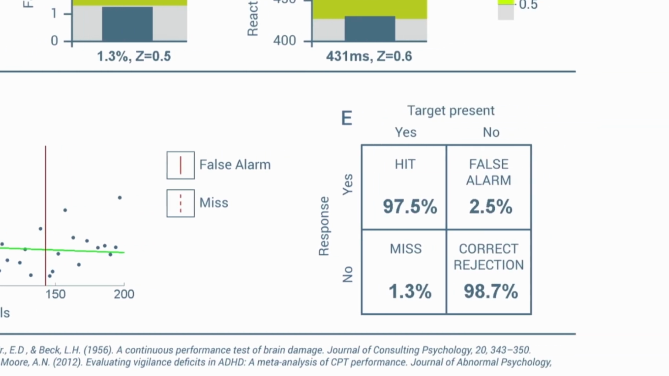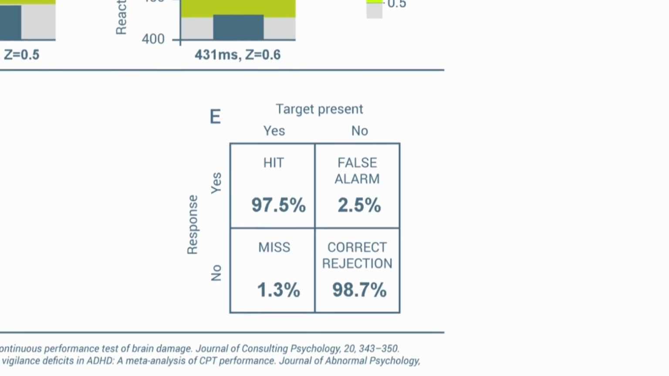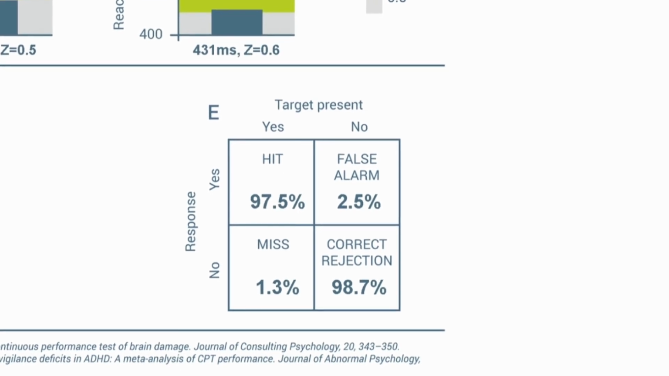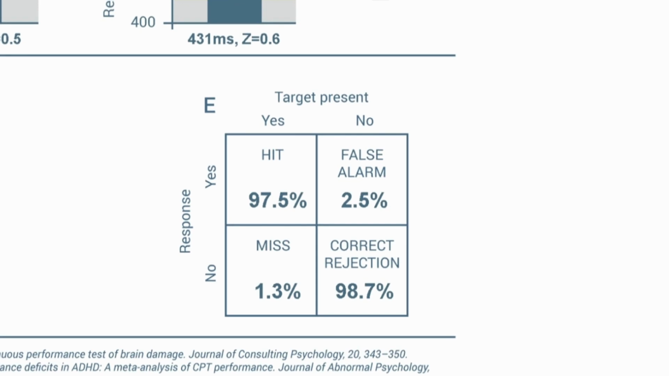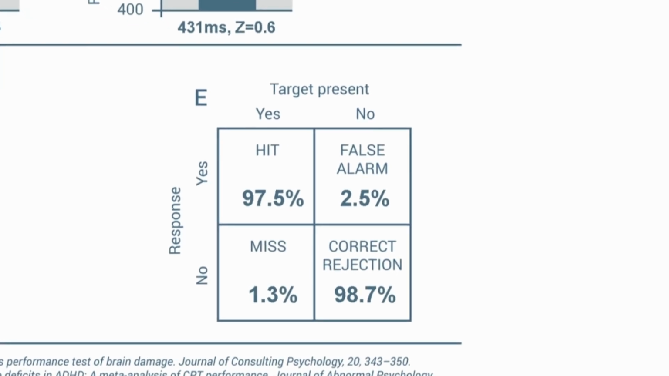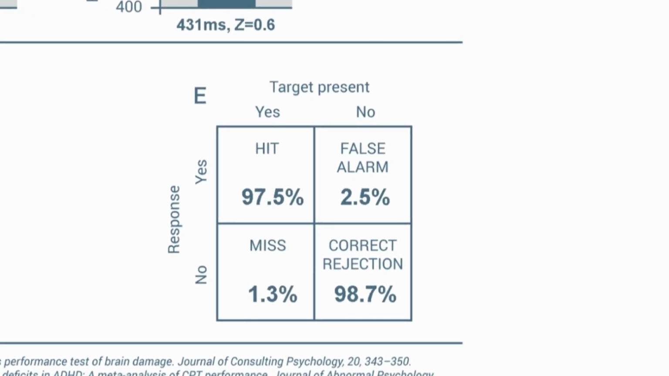Finally, Figure E shows the so-called confusion matrix. This table shows the percentages of hits, false alarms, misses, and correct rejections. Correct rejections are trials where letters other than the letter B were presented and no response was given.